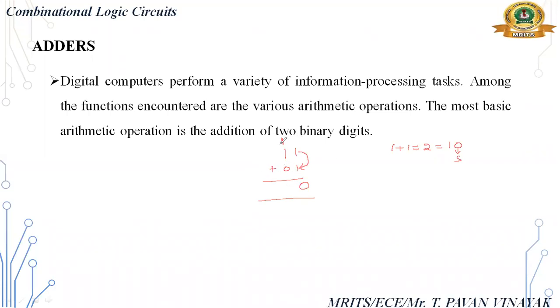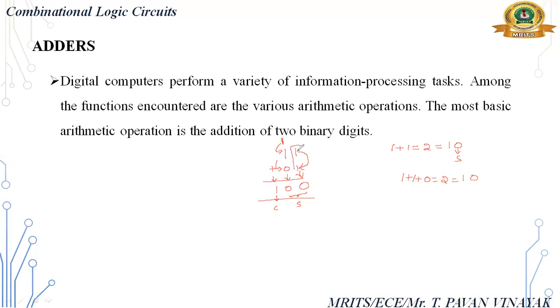So again 1 plus 1, 2. 1 plus 1 plus 0 is 2, that is equal to 10. So 0 is here, 1 is here. Like this, you perform addition. So what you observe directly is the output: these two are the sum, and this one is the carry.